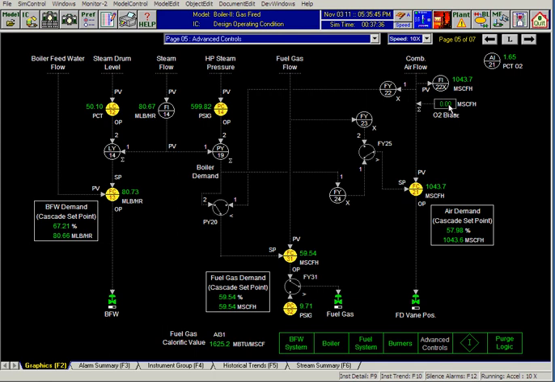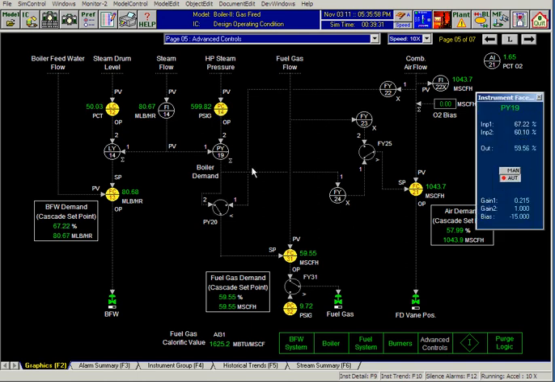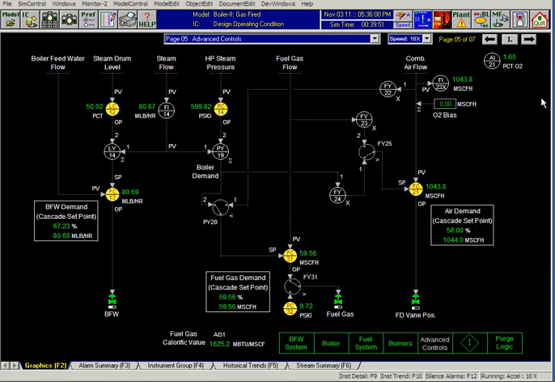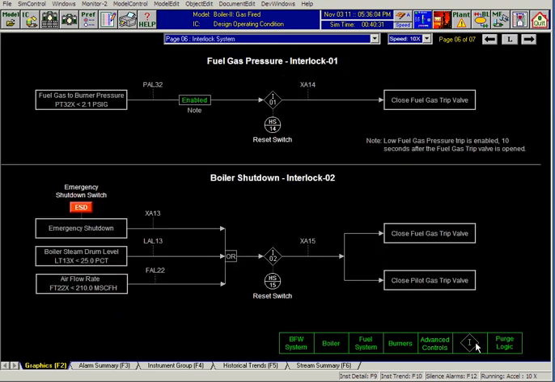Then for O2, we have a bias here. Instead of bias, sometimes there can be a PID controller. So the idea here is keep the controls fundamentals, and one can actually see every controller's output, inputs, and understand how the boiler works. We have trips and interlocks.